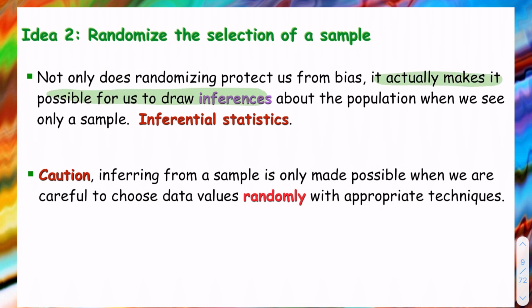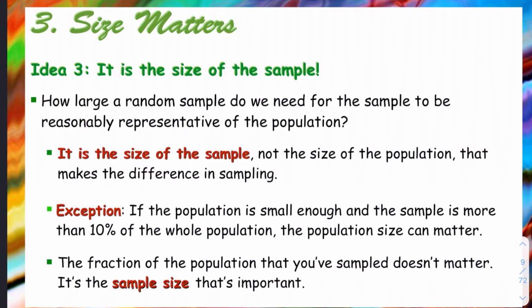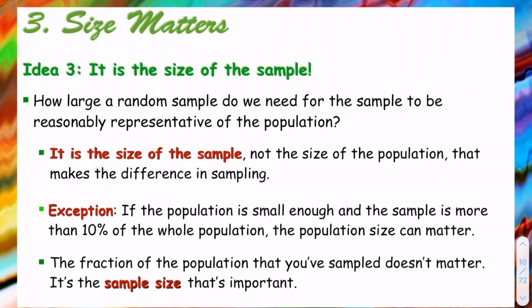And that's all unit 6, unit 7, and a little bit of unit 5, about the population when we see only a sample. Those are inferential statistics. Now, caution. Inferring from a sample is only made possible when we are careful to choose data values randomly. And you're going to keep seeing this word, randomly, with appropriate techniques. If randomness is not built into the way we collect data, it is largely useless.